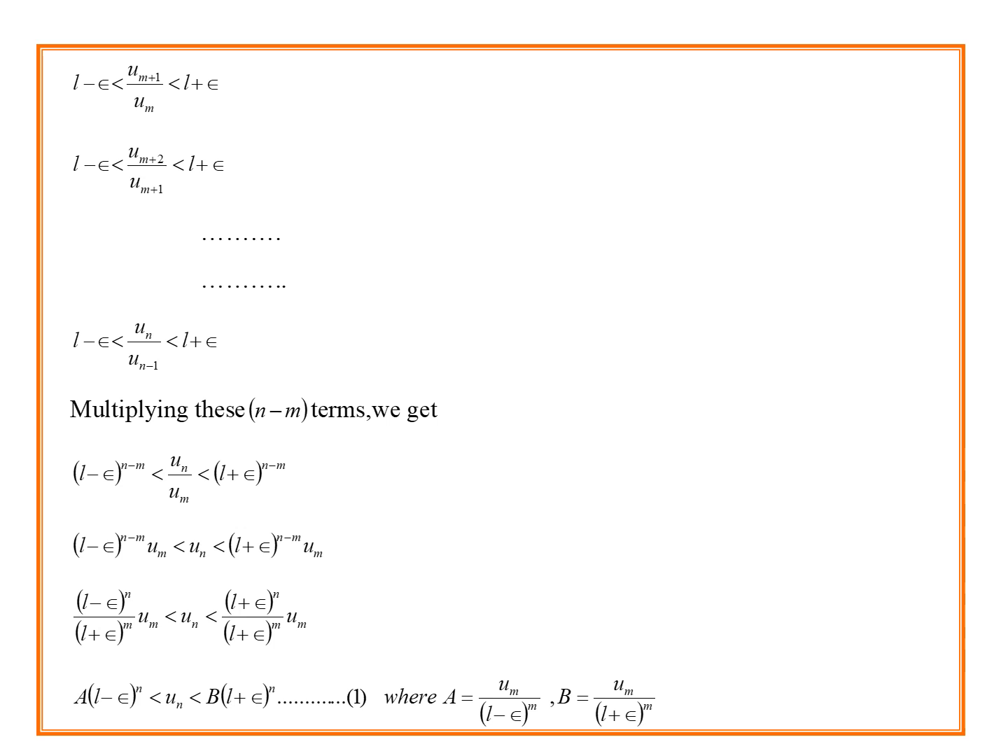Again this can be written as L minus epsilon whole power of n by L minus epsilon whole power of m into um less than un less than L plus epsilon whole power of n by L plus epsilon whole power of m into um. Again this can be written as a into L minus epsilon whole power of n less than un less than b into L plus epsilon whole power of n. That is equation 1, where a is equal to um by L minus epsilon whole power of m and b is equal to um by L plus epsilon whole power of m.